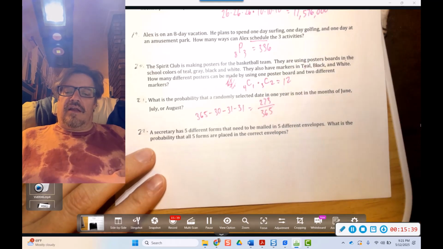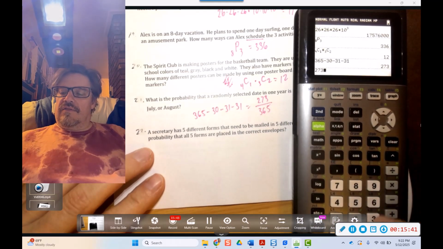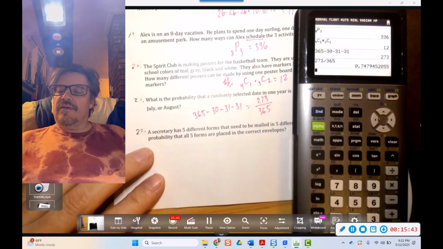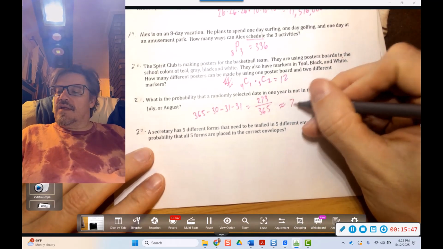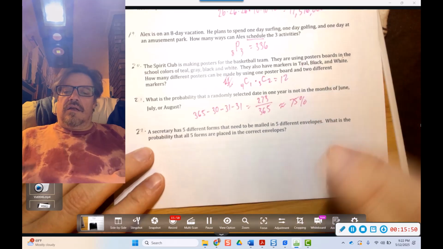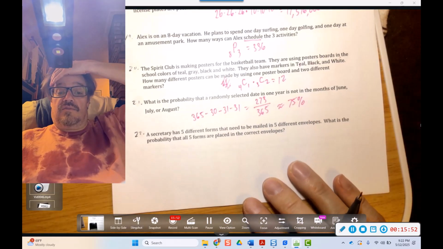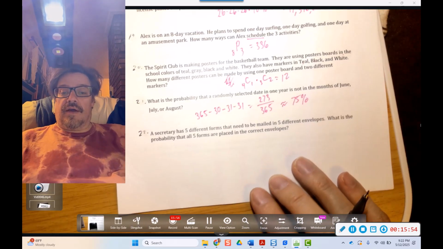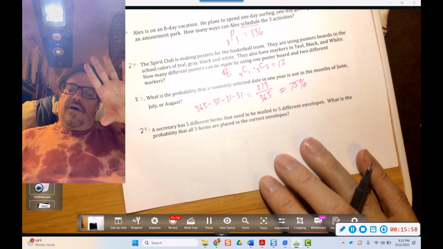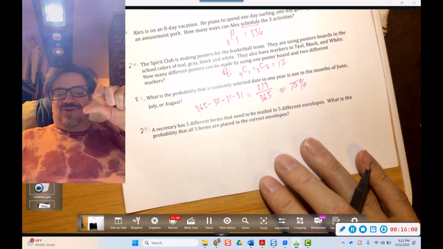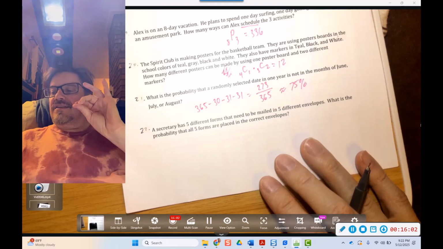So you can leave it like this, or 273 divided by 365 gets you a 75% chance, which makes sense because that's 3/4 of the year, right? But July and August just have an extra day, so it's not quite perfectly 75%.